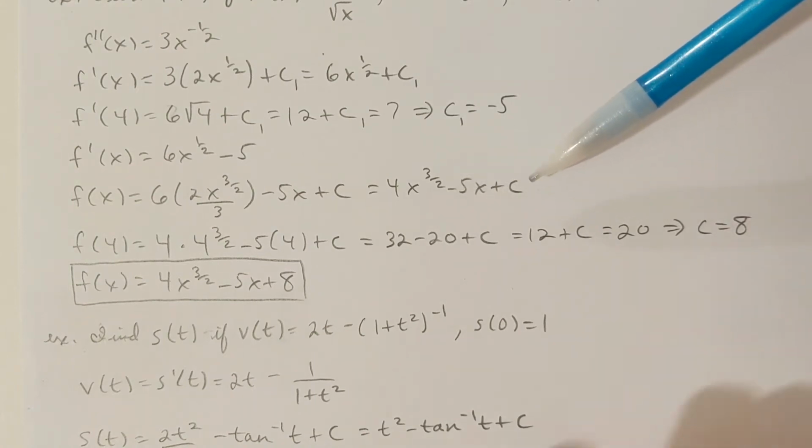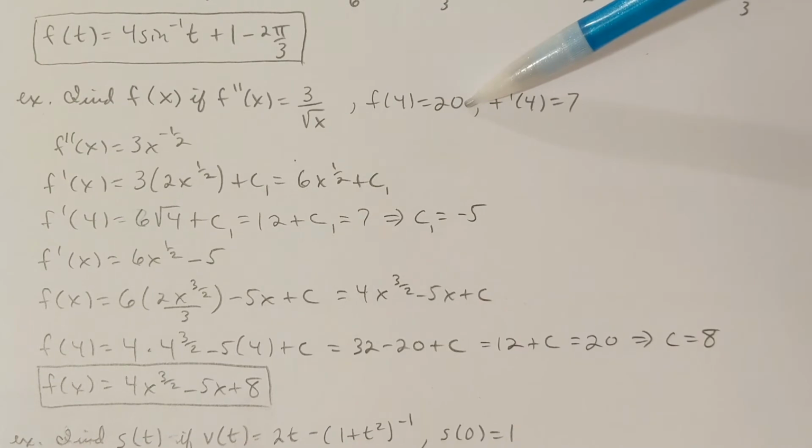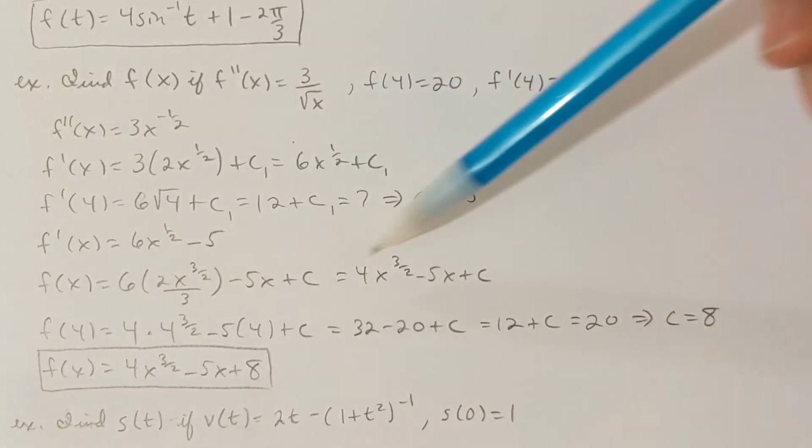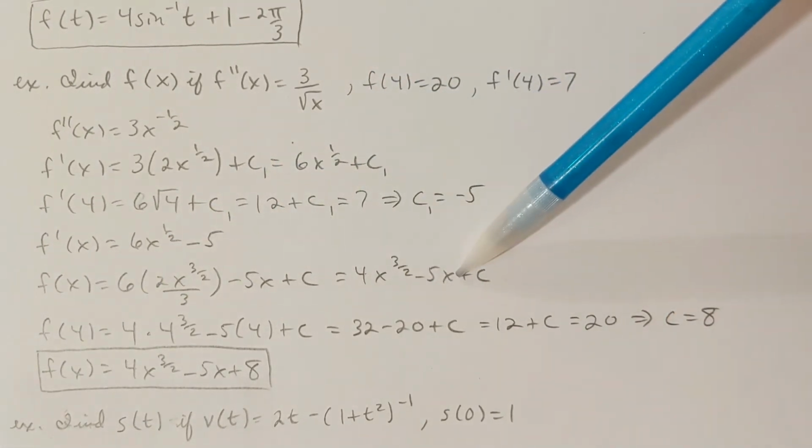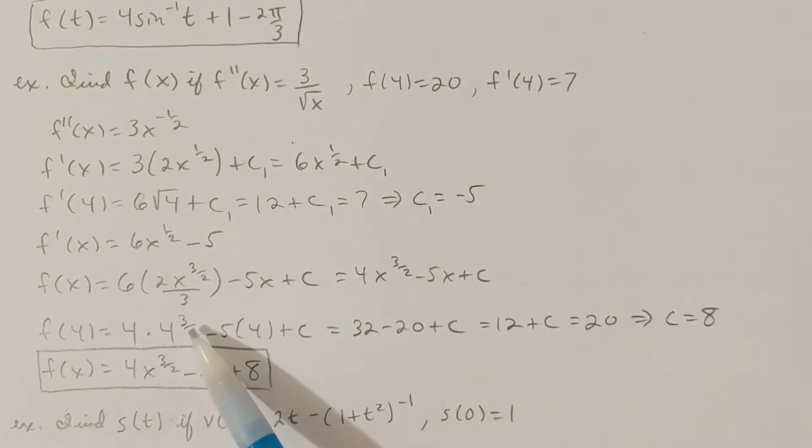Okay, now they told us that f of 4 is 20, so if I plug 4 into this function here, 4 to the 3 halves power, well 4 to the 1 half is 2, 2 cubed is 8, times 4 is 32. Minus 5 times 4 is 20, and then plus a constant. Okay, we get 12 plus a constant.